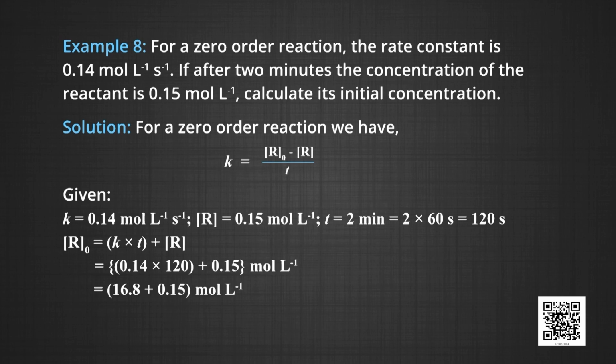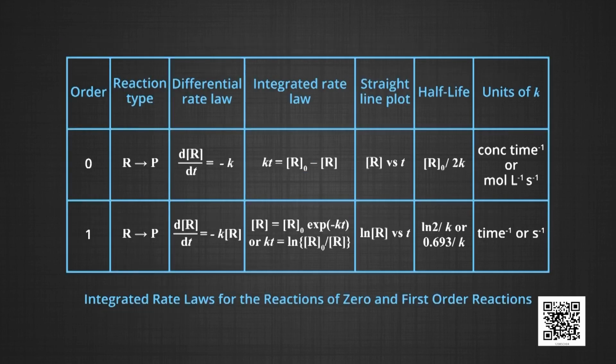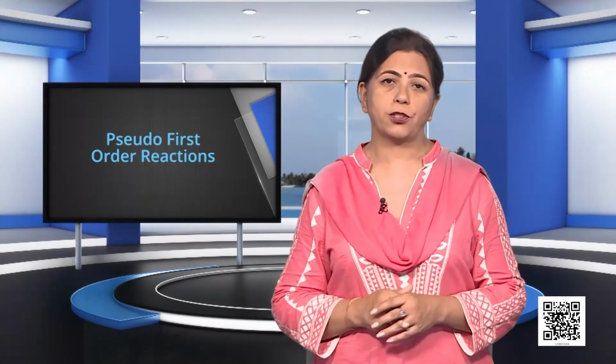It will be now 16.8 plus 0.15 moles per liter. After calculation, it will be 16.95 moles per liter. Now, table 1 summarizes the mathematical features of the integrated laws of zero and the first order reactions. The table shows you the integrated rate laws for the reactions of zero order and first order reactions. Now, let me take up the new concept, that is zero first order reactions.